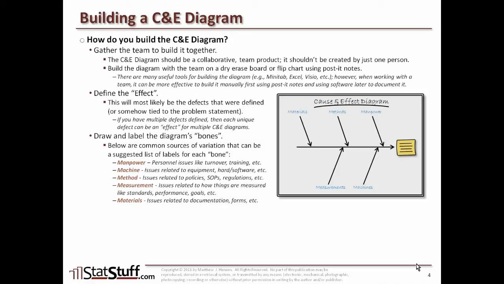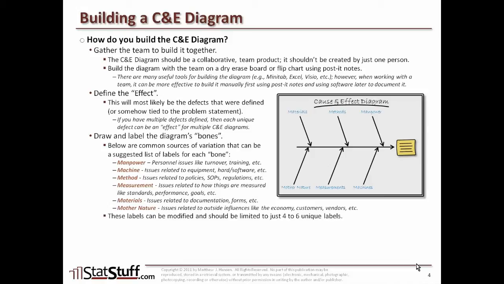Materials might be another bone. These are things related to documentation or different types of forms. And then another one could be Mother Nature, issues that are related to outside influences, things like the economy, or issues that are affecting customers or vendors. All these labels can be modified, but you should limit it to only about 4 to 6 unique labels. The labels are what help us to categorize the possible causes, so it's important that these are unique and that they're relevant to whatever that undesirable effect is that you're trying to relate everything back to.